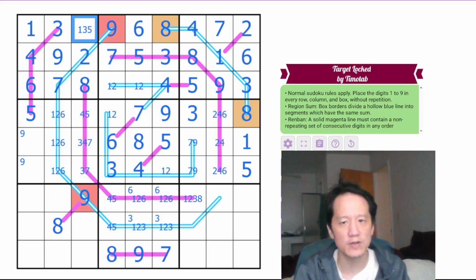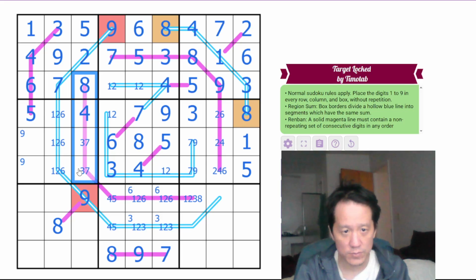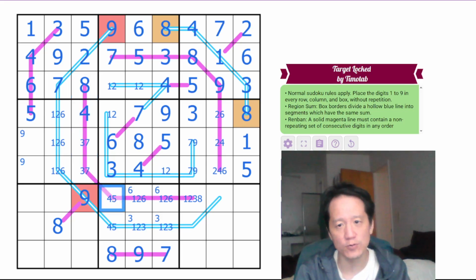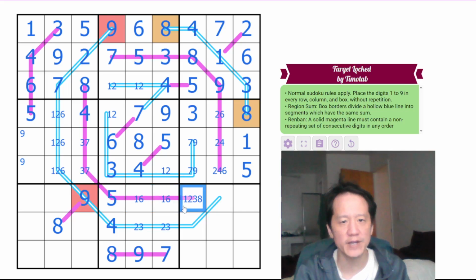This cannot be 1 or 3, so this is 5, which means this can't be 5, this is 4. This can't be 4 then. We have a 3, 7 pair here. This 4 means this can't be 4, so this must be 5. This 5 means this is a 4, which forces this to be 2 or 3, which means this has to be 1 and 6. And the remaining digit we need on this Renban is a 2, so this must be a 2 here.